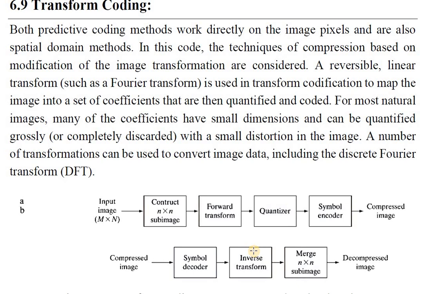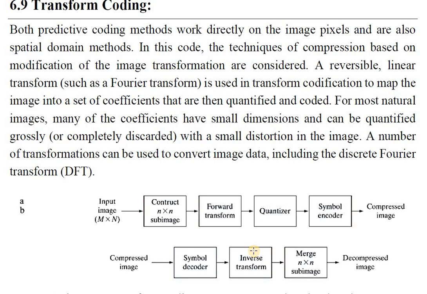So now what we do basically in this approach is we divide the image into n by n sub images. So your input image is capital M cross capital N. So that is the dimension of your input image. You take that image and you divide that image into small images, and then on each image you perform this entire process. So the very first process is forward transform.